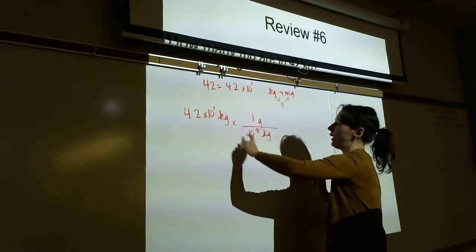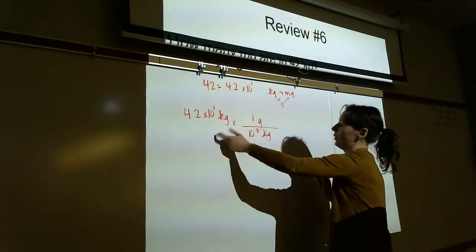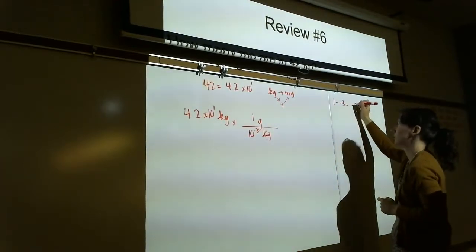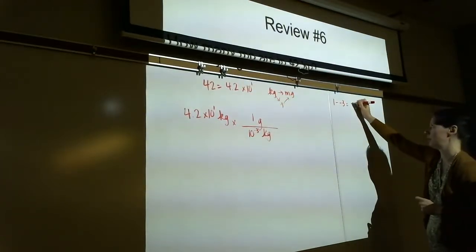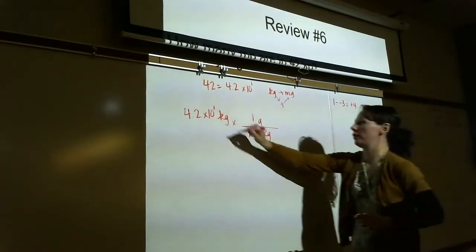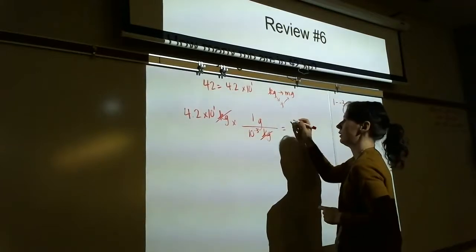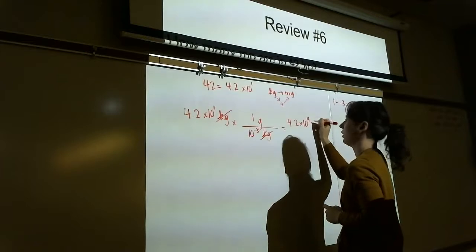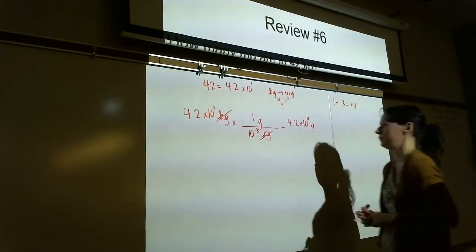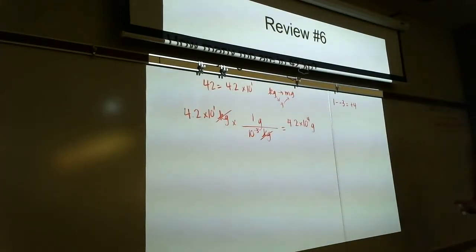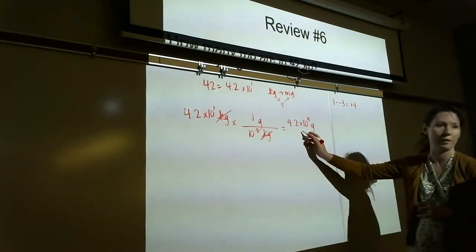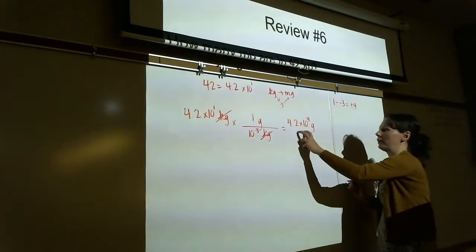Now when we divide exponents, what do we do to them? Subtract them. What's 1 minus negative 3? Right. So you get 4.2 times 10 to the fourth grams. You can also do this in your calculator if you wanted to do that, right? 42 divided by 10 to the negative third, you'll get the same answer. So now we've got it in grams.